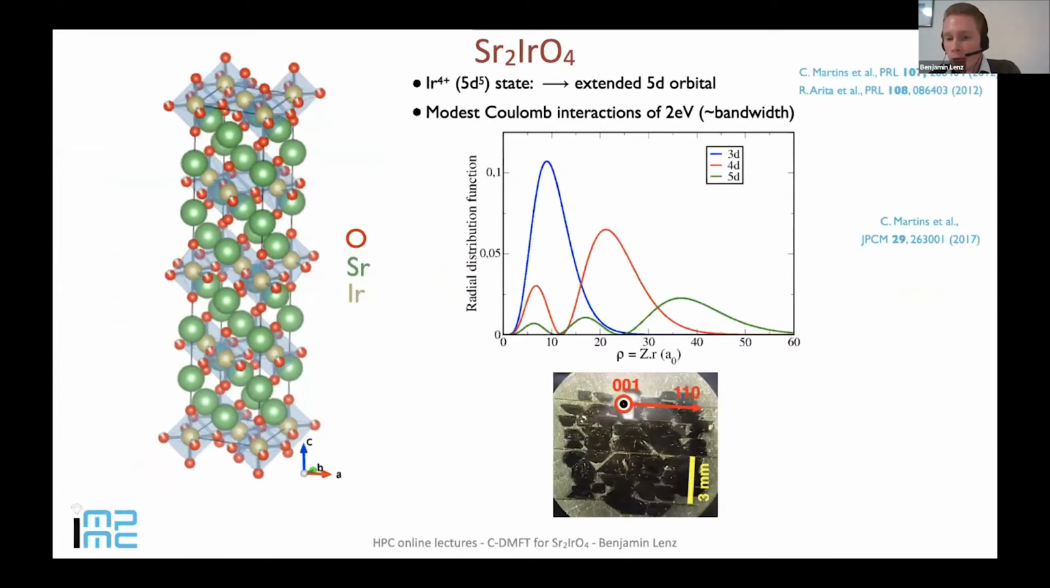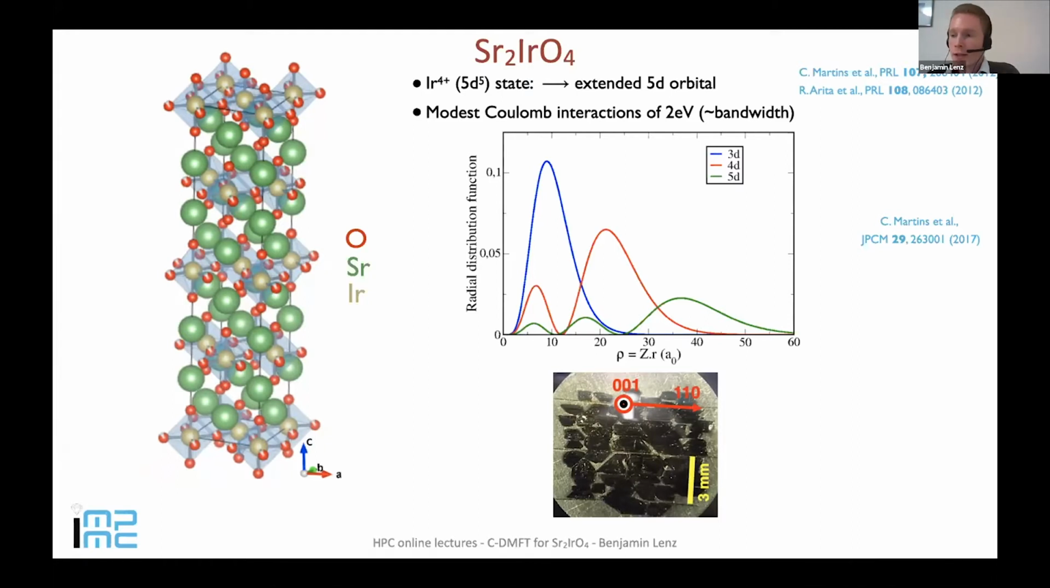So on the left side, you see the crystal structure of strontium iridate. As you can see here, the brown atoms are iridium, the red ones are oxygen. And so you realize that this material is made up of nearly perfectly two-dimensional layers of iridium oxide that are nicely spaced by strontium atoms in between.